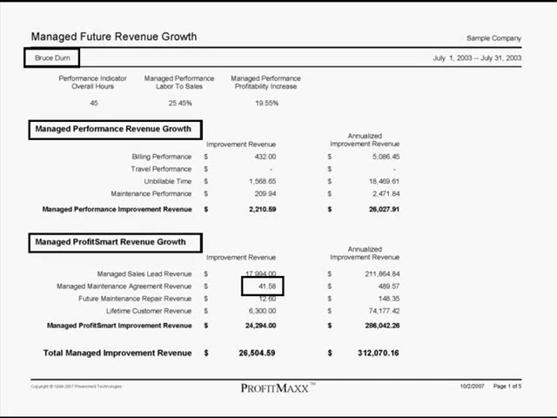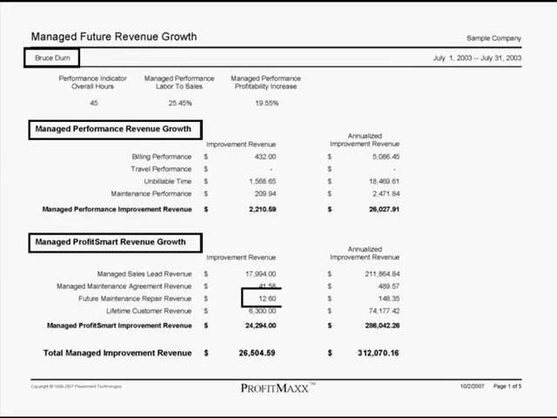The Managed Maintenance Agreement revenue is the potential Managed Maintenance Agreement revenue increase had the technician performed to the goals and expectations of maintenance agreements sold, and this comes from the Managed Maintenance Customer Growth Report. Bruce did pretty well when it came to selling maintenance agreements. We only had a potential increase of $41.58 for the month. Over the course of a year, this comes out to $489.